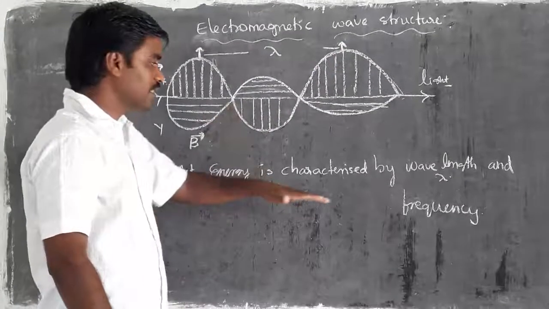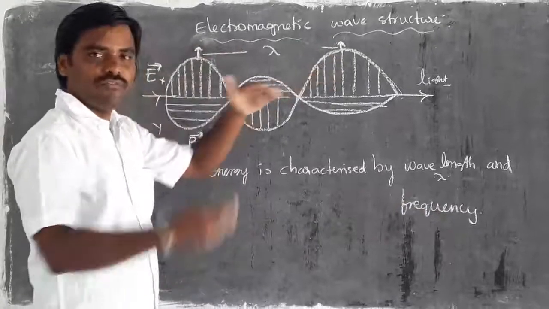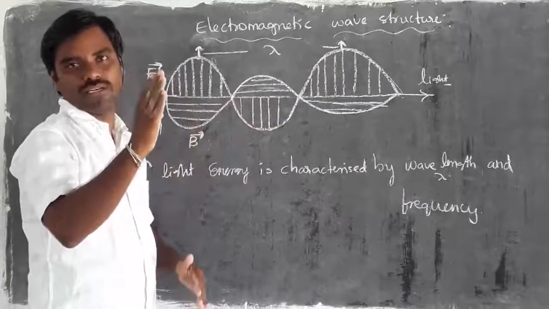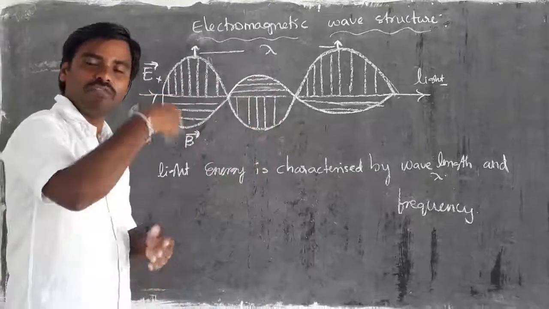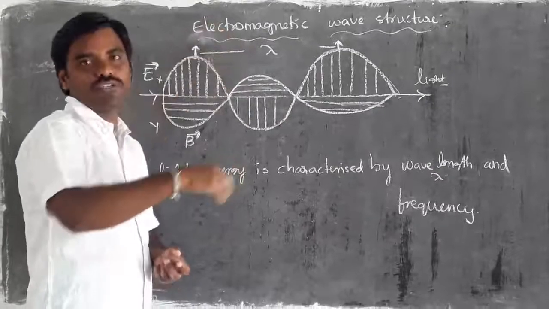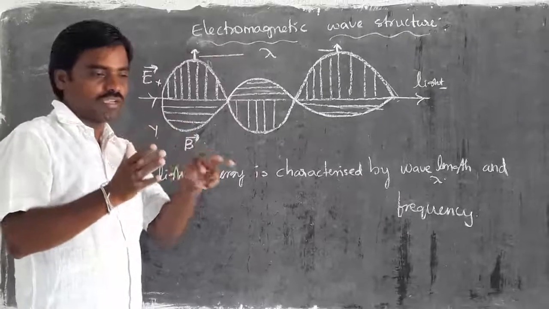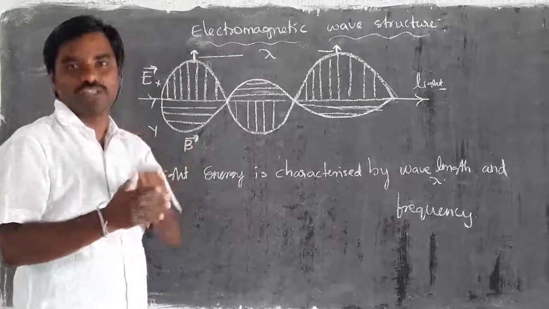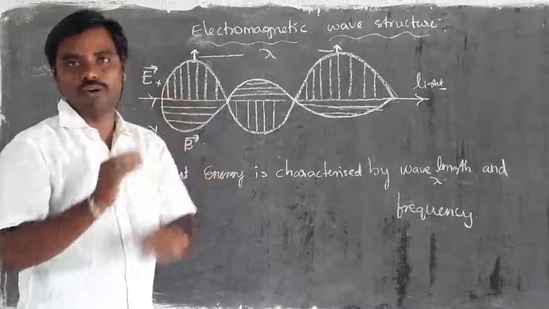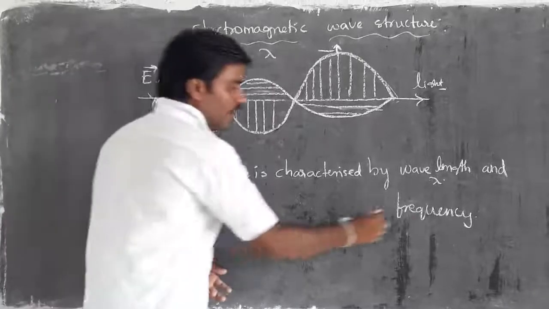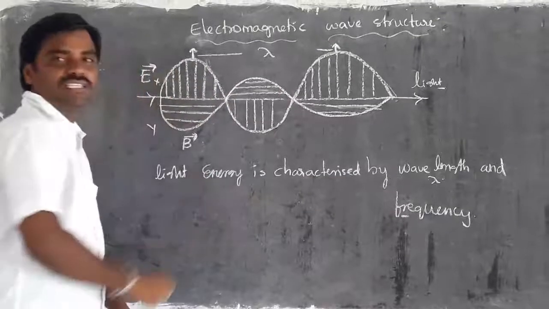Then we have a discussion about frequency. Frequency means the number of waves that cross a particular point in a unit time. For example, already we discussed that in still water, if you drop a stone, exactly at the end of that water resource, we can see the number of waves reaching. It is possible to count. So the number of waves crossing a particular point in a unit time, that we call the frequency. So these two characterize the light energy.